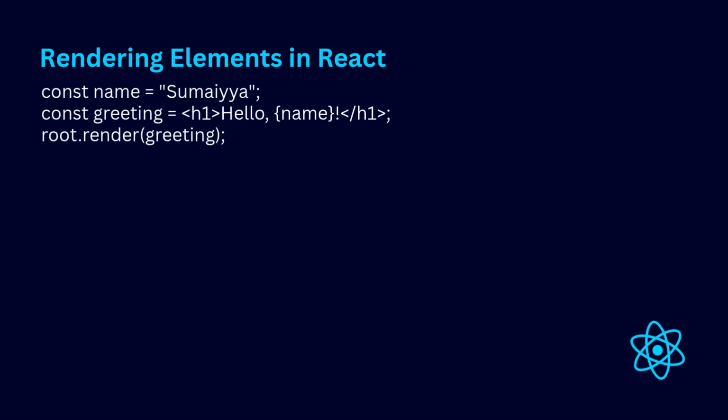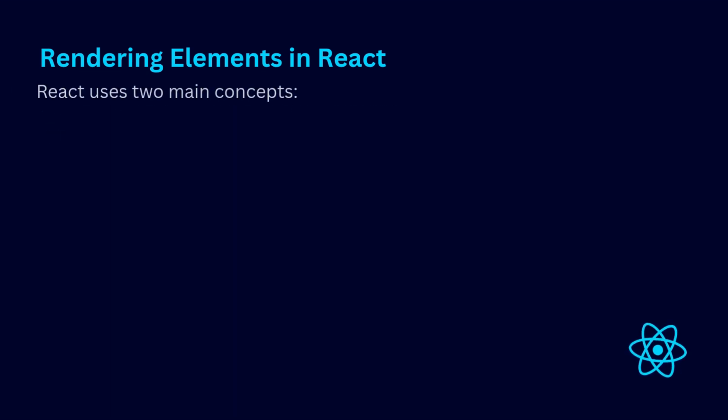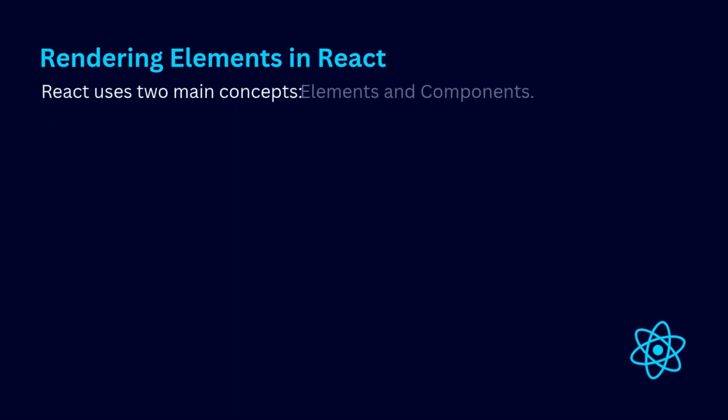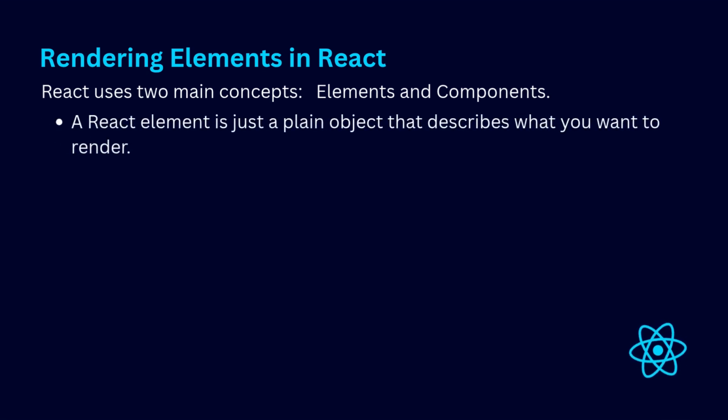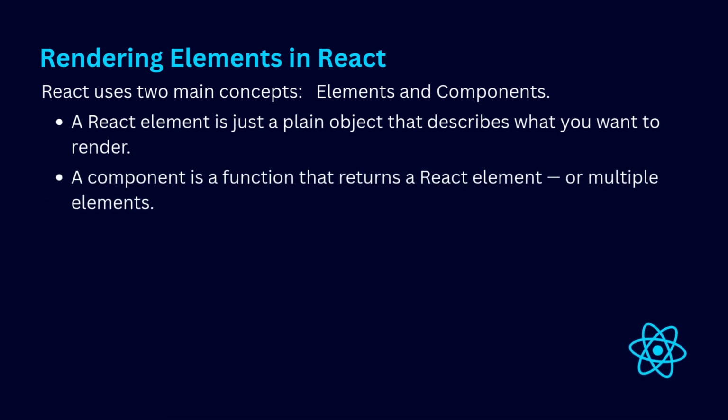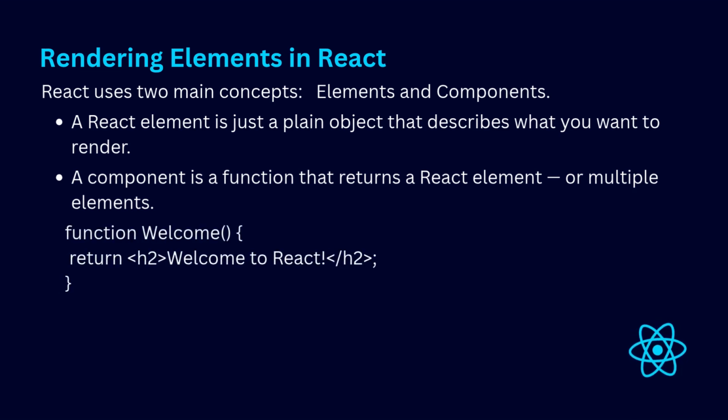Now let's quickly clarify something important. React uses two main concepts, elements and components. A React element is just a plain object that describes what you want to render. A component is a function that returns a React element or multiple elements. Here is a component: function Welcome() { return <h2>Welcome to React</h2>; }. Don't worry, we will dive deeper into components in the next video.